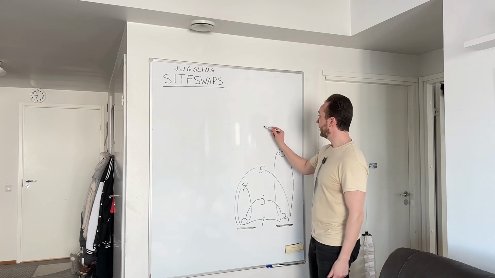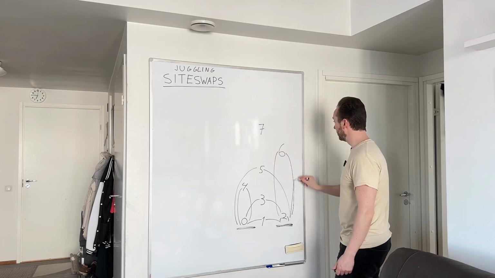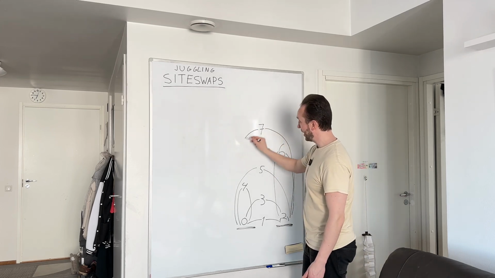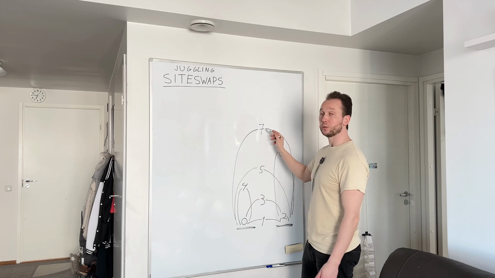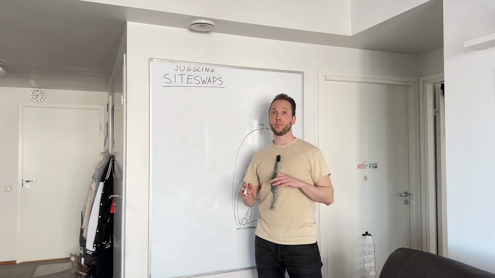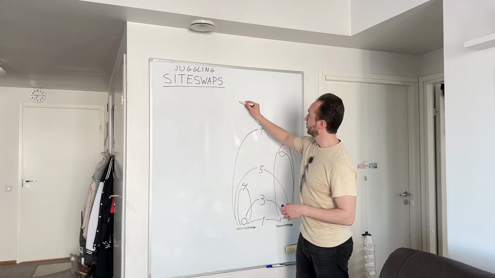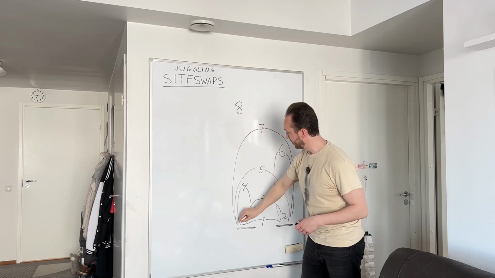Then we have 7. And again, 7 is an odd number. So it goes cross from one hand to another. So when we throw 7s, we throw 7 ball. Those throws are 7. Okay, and 8, again, 8 is an even number. So 8 stays here.